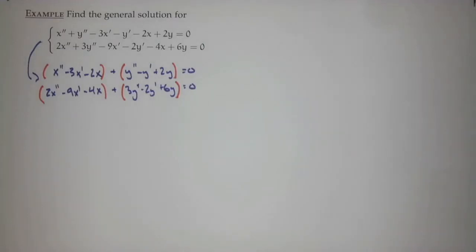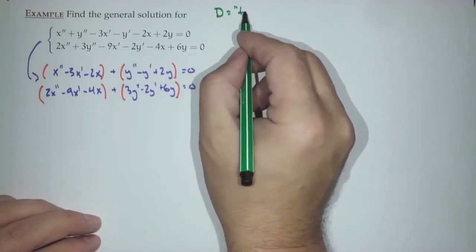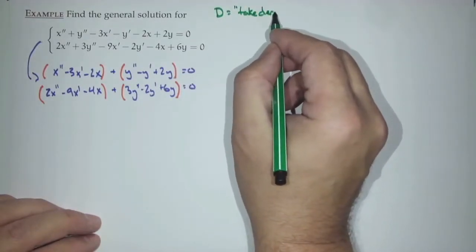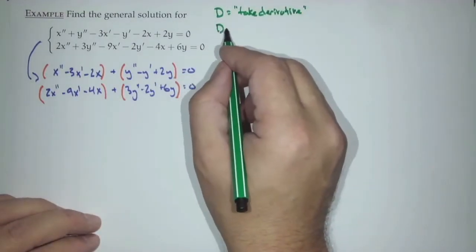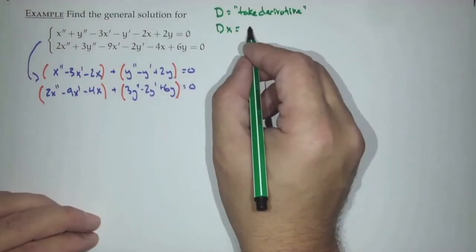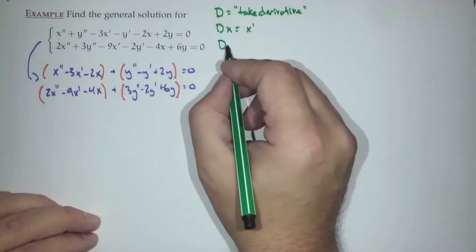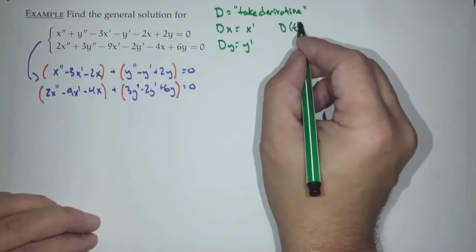Do you remember what we did? Okay, someone said, don't we use the D? Yes, the D notation here. So we call D equals take derivative. So this is just a callback. When we talk about the D notation, that's what it means. So what would Dx be? Derivative of x, also known as x prime. Dy, y prime. How about D of t squared?